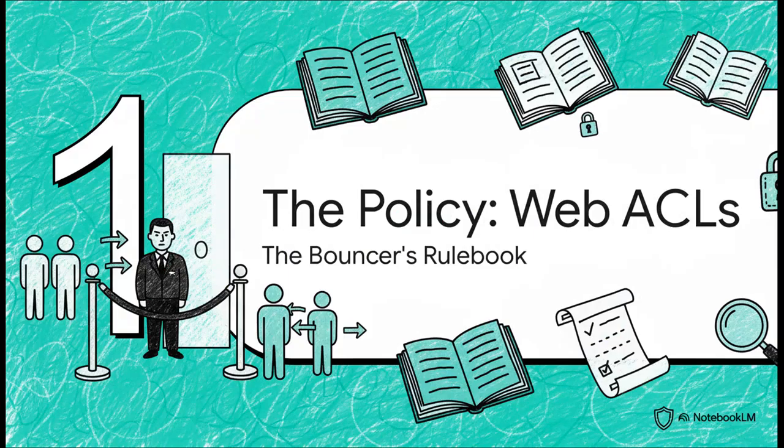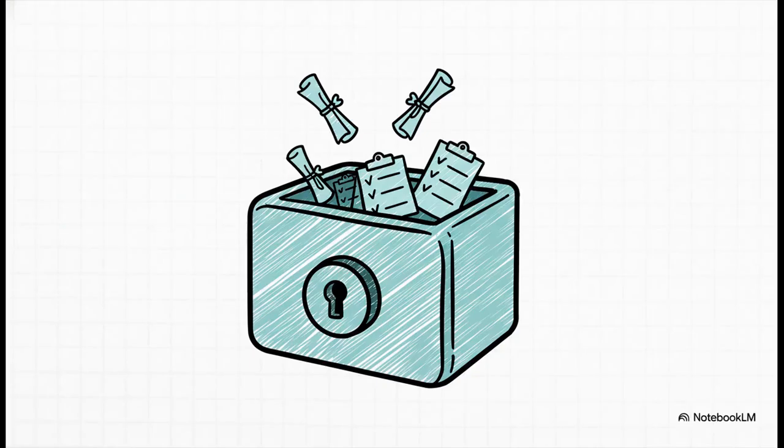Okay, so you have this bouncer, but how do they know who to let in and who to, gently escort out? They need instructions. They need a rulebook. And in the world of AWS WAF, that rulebook is called a Web Access Control List, or as you'll usually hear it, a Web ACL. The Web ACL is basically that binder. It's the container that holds every single rule your bouncer needs to follow. It is the master policy, the single source of truth for all of those security decisions. Nothing, and I mean nothing, happens without being checked against this rulebook first.